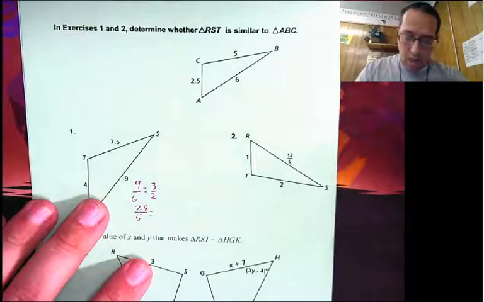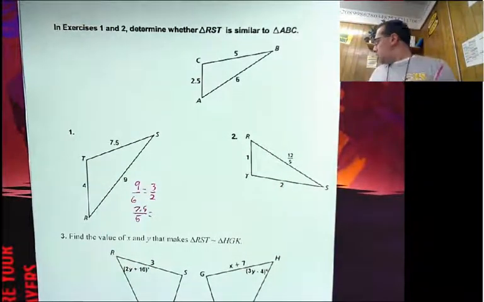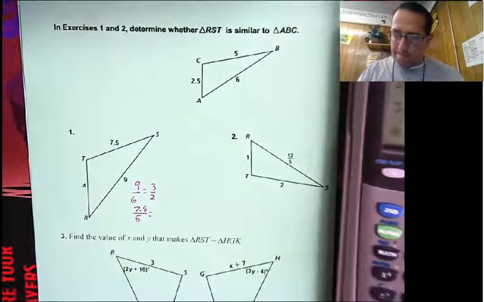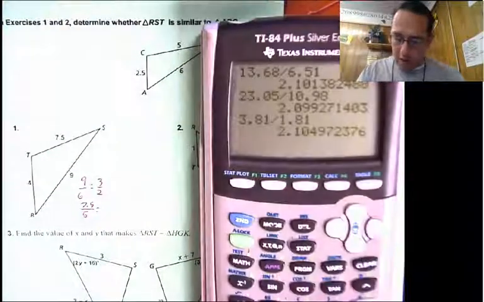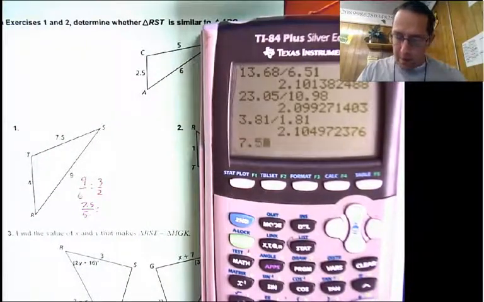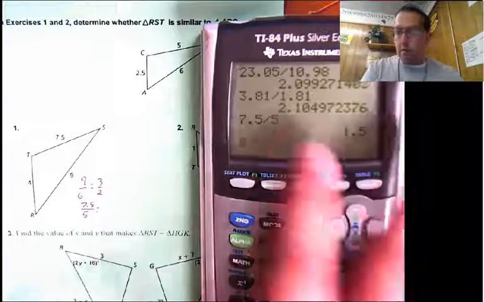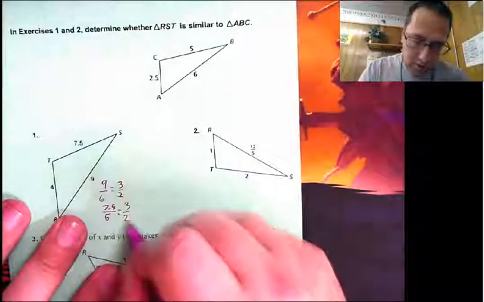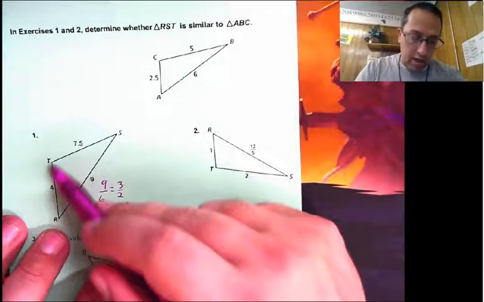Alright. I don't know that one, and someone throw my calculator. There it is. Alright. So I'm going to plug this into the calculator just because I feel like it. 7.5 divided by 5 is 1.5, which is 3 halves, right? So there it is. 3 halves. So far, so good. Let's just check that last one.